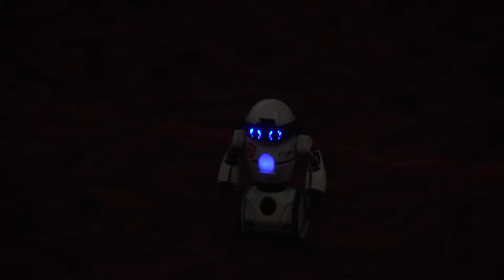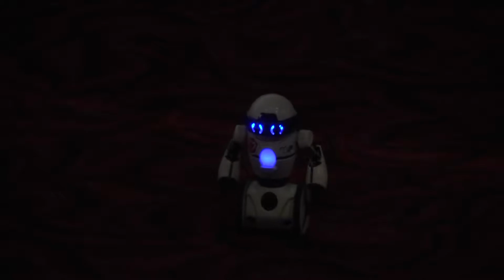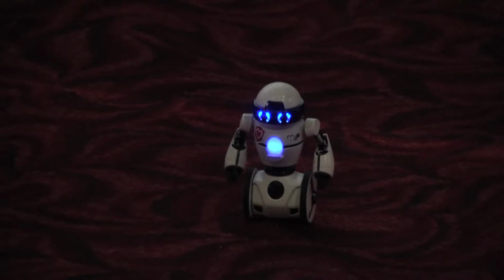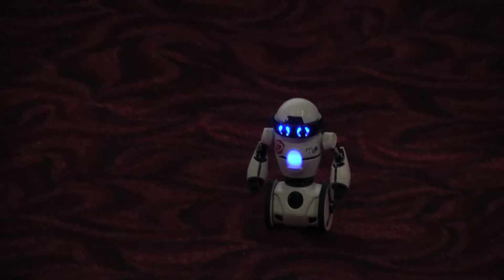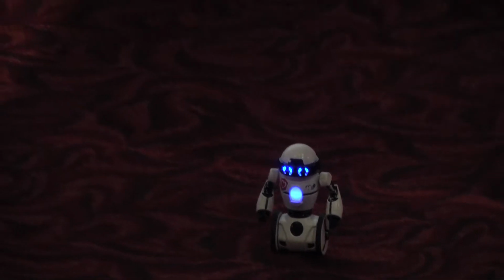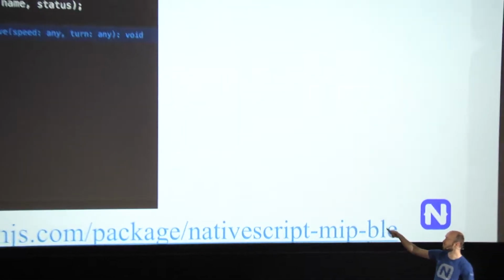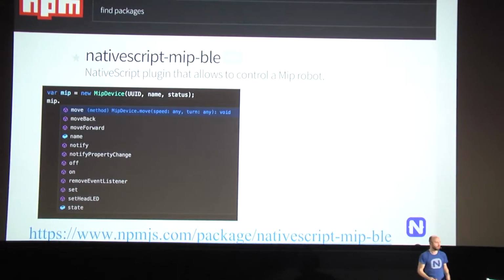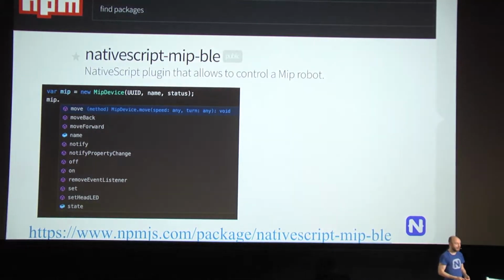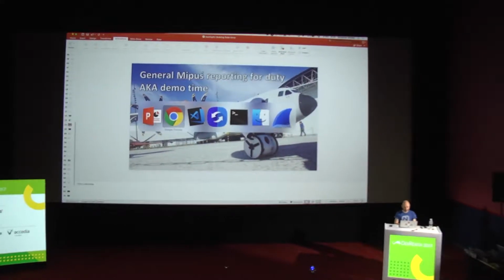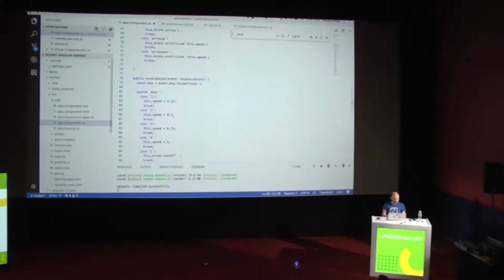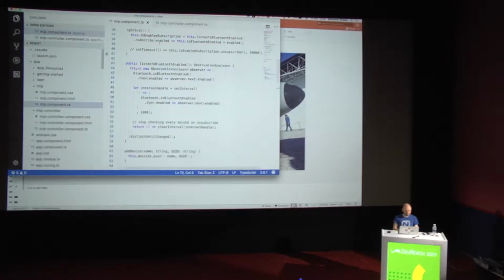Controlling him is a lot easier, so I'm not going to go through challenges and stuff. But I also created a library for NativeScript. If you use NativeScript, you can just install it, called NativeScript Meep BLE, which wraps up all the functionality for you. As soon as you connect, you can call Meep move or Meep turn left, etc. So I'm going to show you a small demo. And this time, I'm going to do a bit of coding to show you how it works.